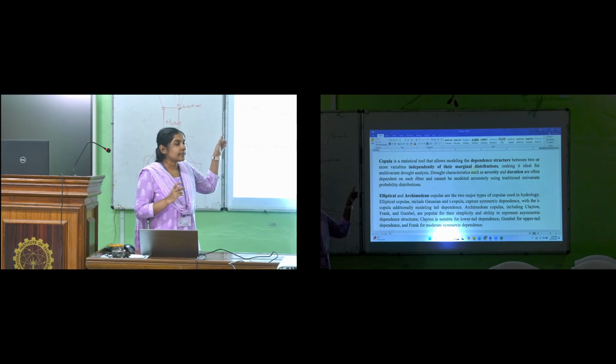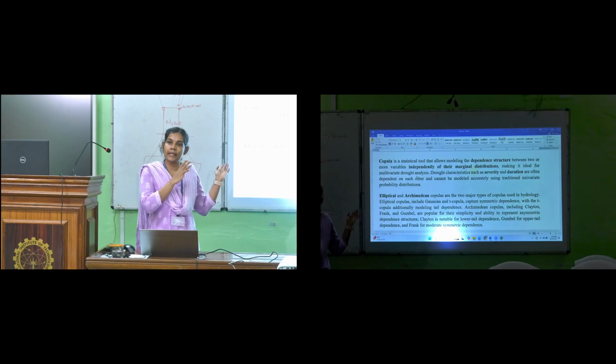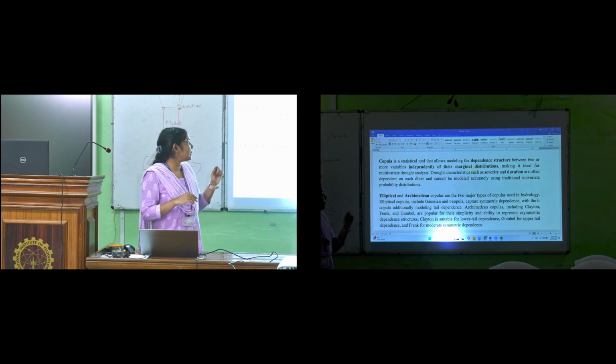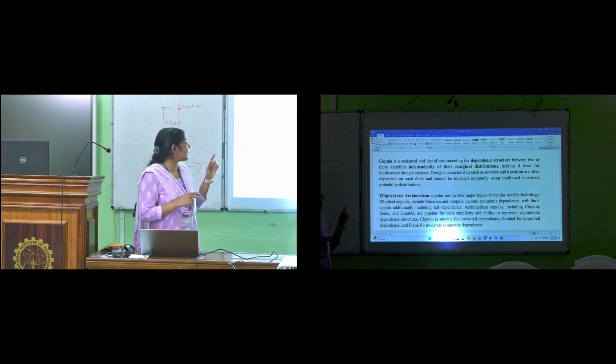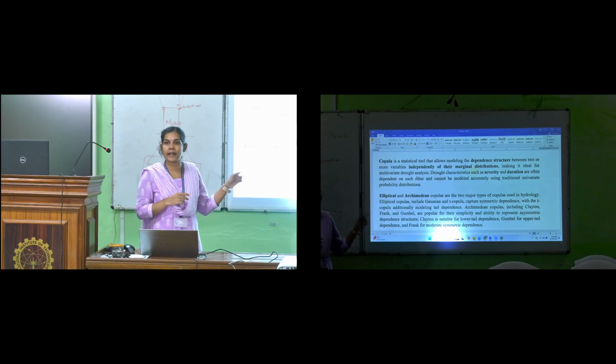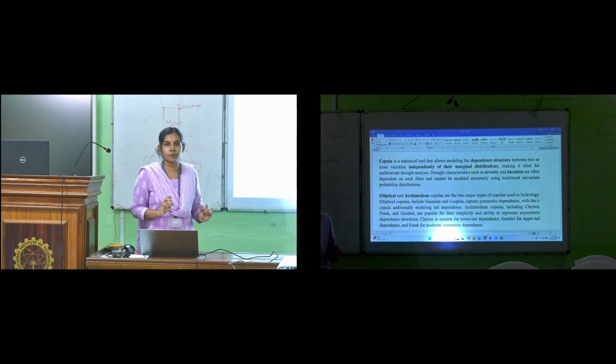So, for symmetric dependence, we are using elliptical copulas. Elliptical copulas consist of Gaussian copula and student T copula. And for asymmetric dependence, we are using Archimedean copulas. It consists of Clayton copula, Gumbel copula, Frank copula, Joe copula. These are the different types of copulas mainly used in hydrology.